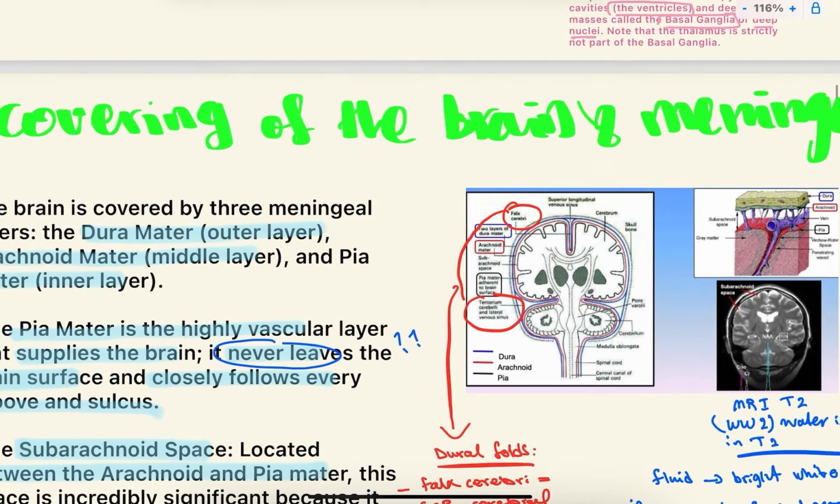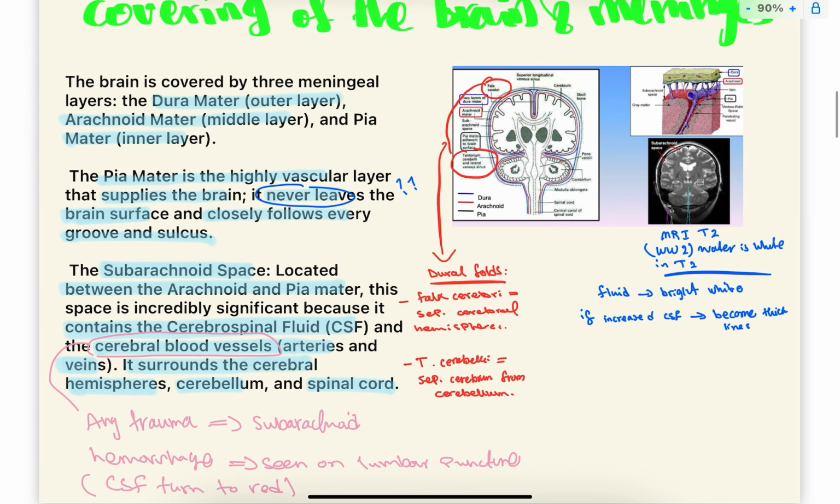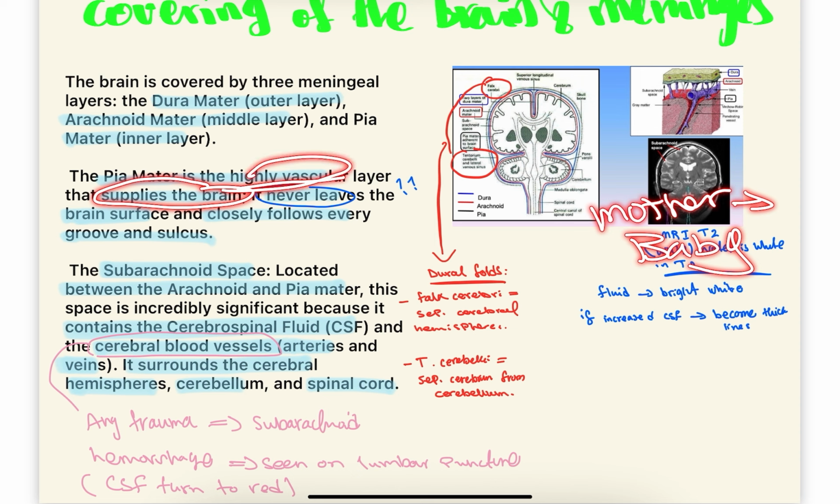Now, we're going to talk about the pia mater. The pia mater is also called the mother. Why is it called that? Because it's sticking to the brain surface. It's never leaving the brain surface, and it's also providing the brain surface with the vascularity. It's highly vascular, supplying the brain, similar to a mother that's feeding its baby. It's highly vascular, never leaving its baby, and it's supplying it.